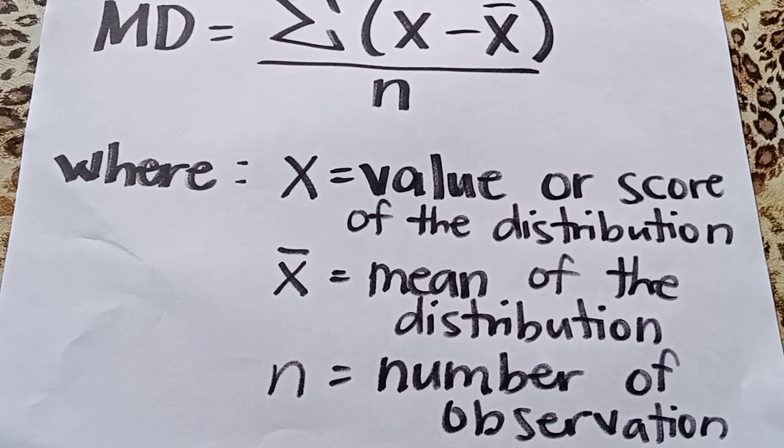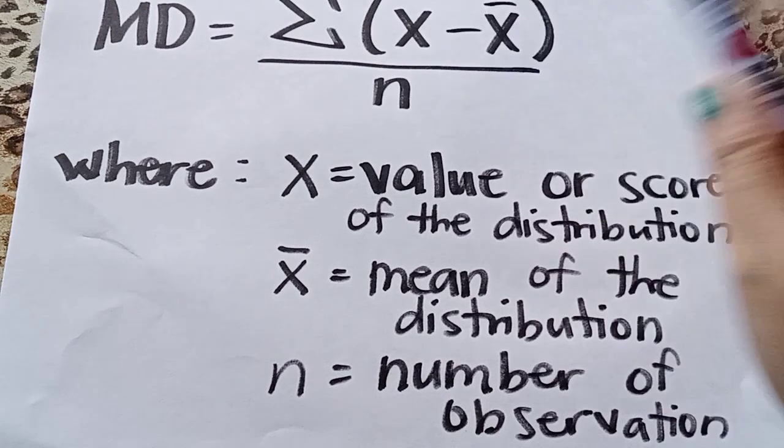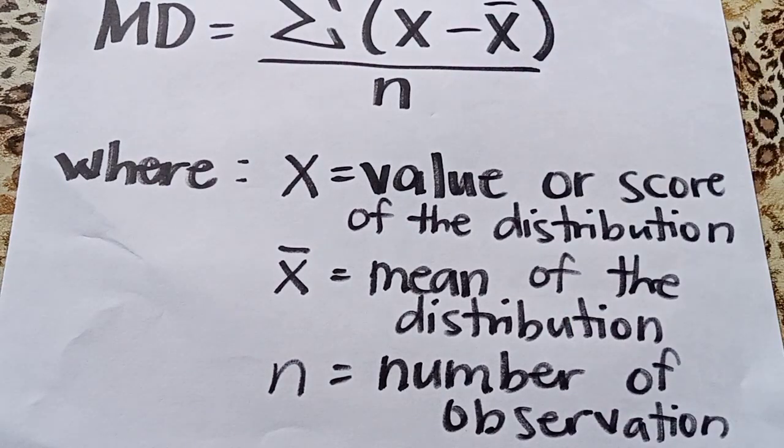This is the formula for finding the mean deviation, wherein we have the summation of the differences between the value or the score of the distribution and the mean of the distribution, divided by the number of observations. So we're going to use this formula in finding the mean deviation.